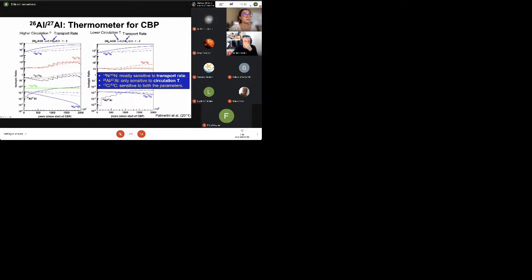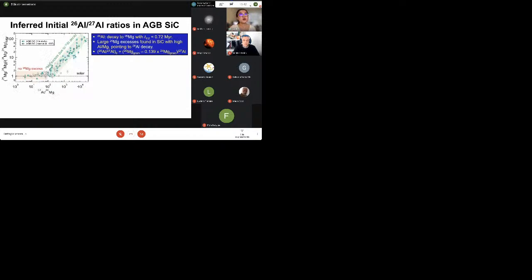So if we can obtain correlated aluminum-26 ratios in mainstream silicon carbide grains, this means we can provide a more stringent constraint on the CBP circulation temperature. Aluminum-26 is a short-lived nuclide with a half-life of 0.7 million years. And since presolar grains are even older than our solar system, they cannot contain live aluminum-26 now. And their initially incorporated aluminum-26 should have all decayed to magnesium-26.